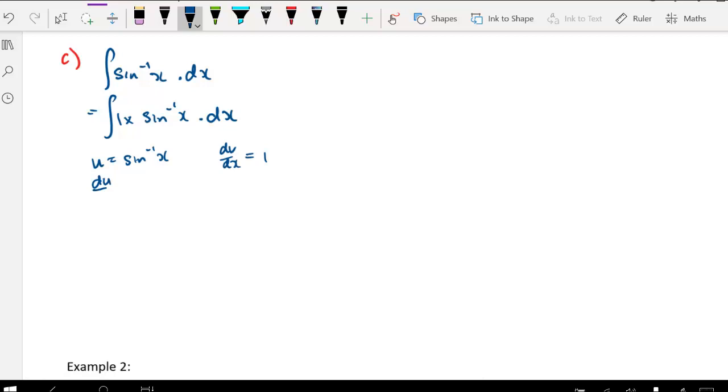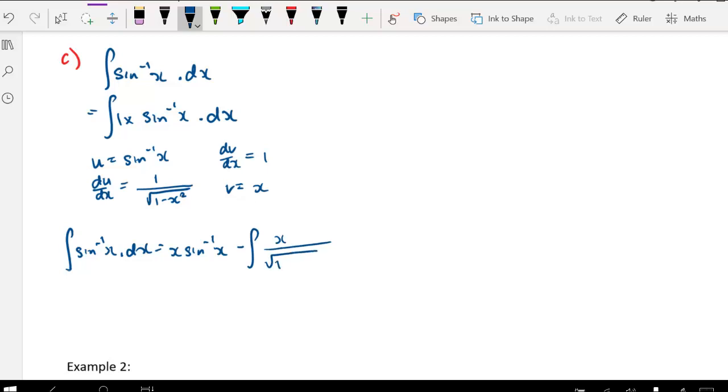The derivative of arcsine is 1 on square root of 1 take x squared, and v, the integral of dv/dx, will be x. So now we're saying the integral of arcsine x with respect to x is equal to uv, which is x sin to the negative 1 of x, subtract the integral of v du/dx, which means we've got x over the square root of 1 take x squared dx.